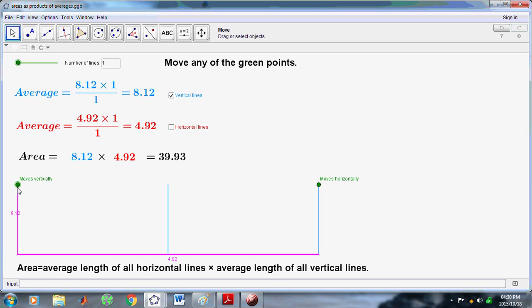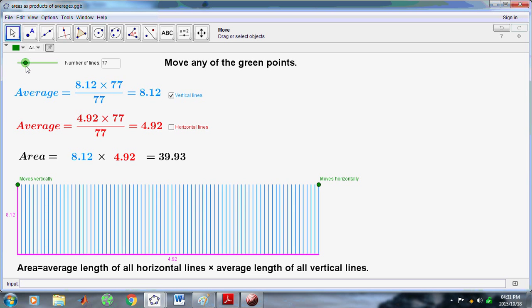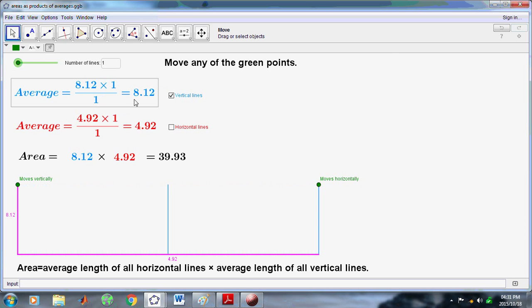if we have a plane, let's imagine there's a line here between these two green dots, in fact a line like that, and if we have a plane, the sides are the numbers which are multiplied to give the area of the plane. But what does that really mean? Here's what it means. This side here is the average of all the vertical lines. So it doesn't matter how many vertical lines you have in there. If you take their average, it's always going to be 8.12.